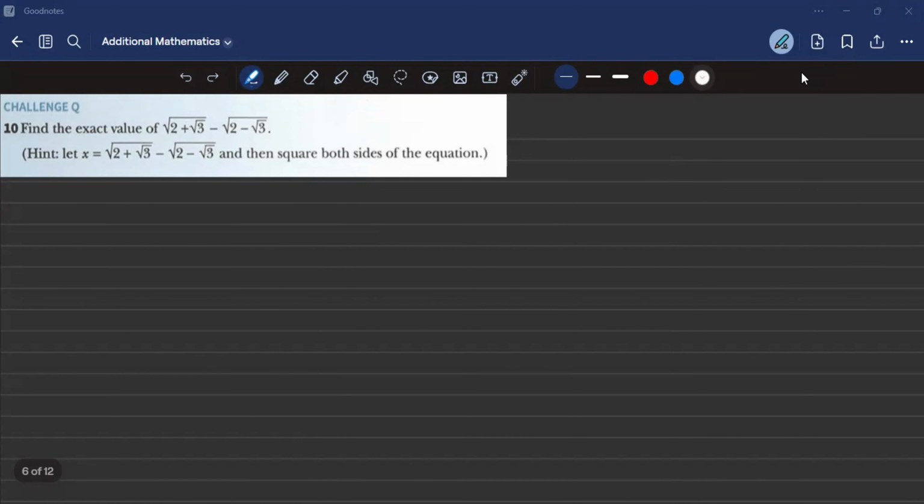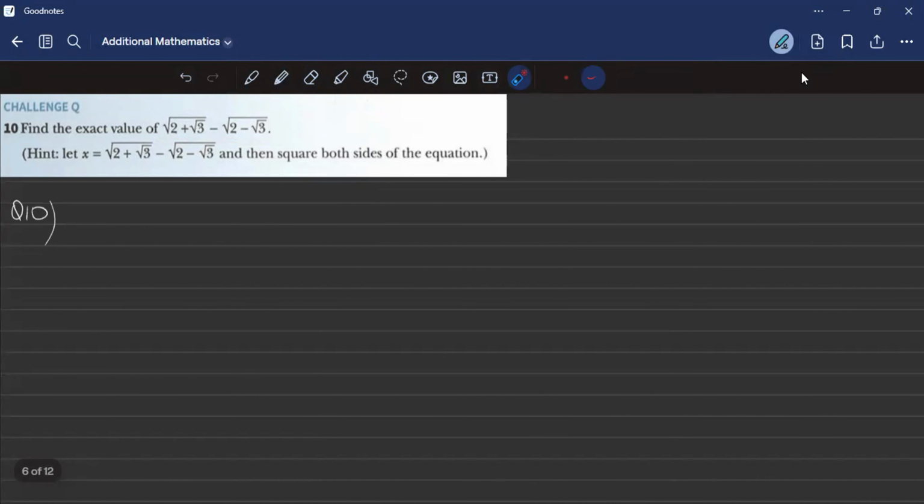Okay, so for question number 10, we have: find the exact value of, by the way, I'm going to do that. Give me 1 second. Okay. So they've told us find the exact value of under root of 2 plus under root 3 minus under root of 2 minus under root 3.